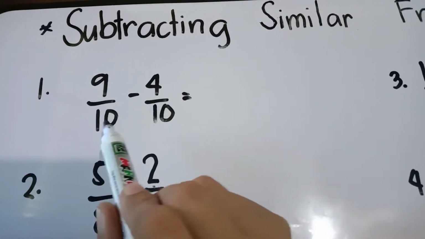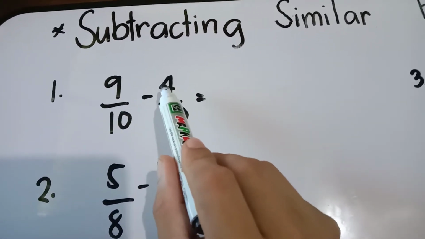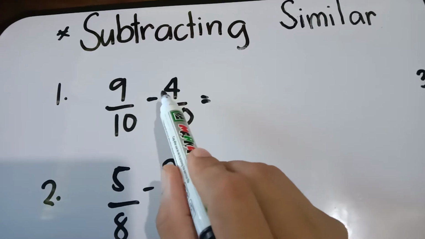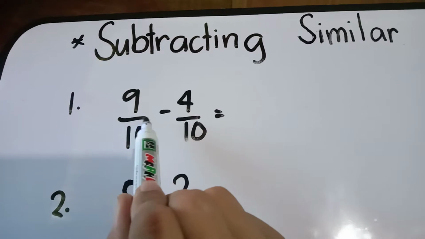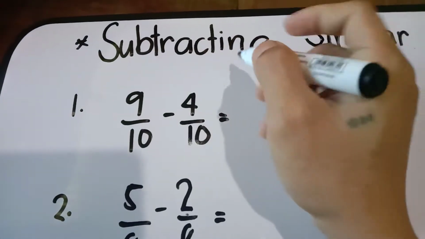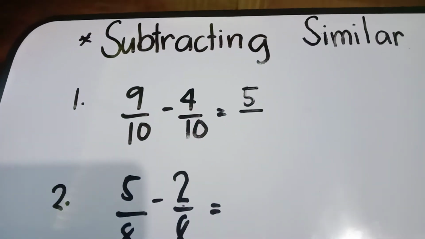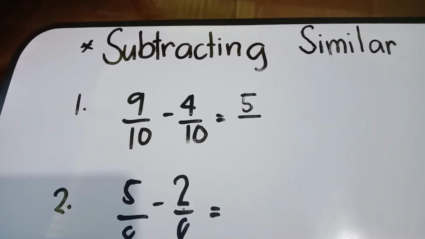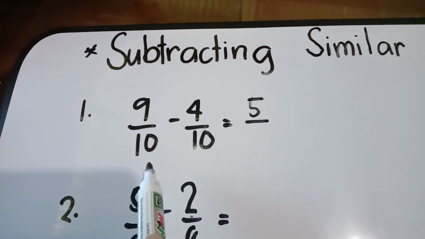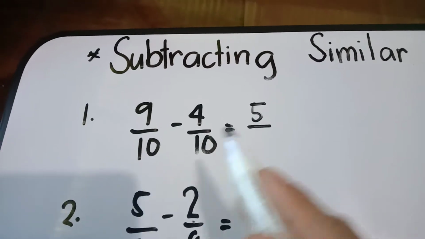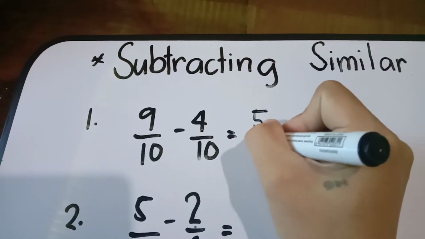So in number 1, the numerators here are 9 and 4. When we say numerators, ito yung mga numbers, or these are numbers that are found on top of the fraction bar. So 9 minus 4, that is equal to 5. Second step, copy the denominator. So the denominators here are 10. So just copy. We're going to copy the denominator.